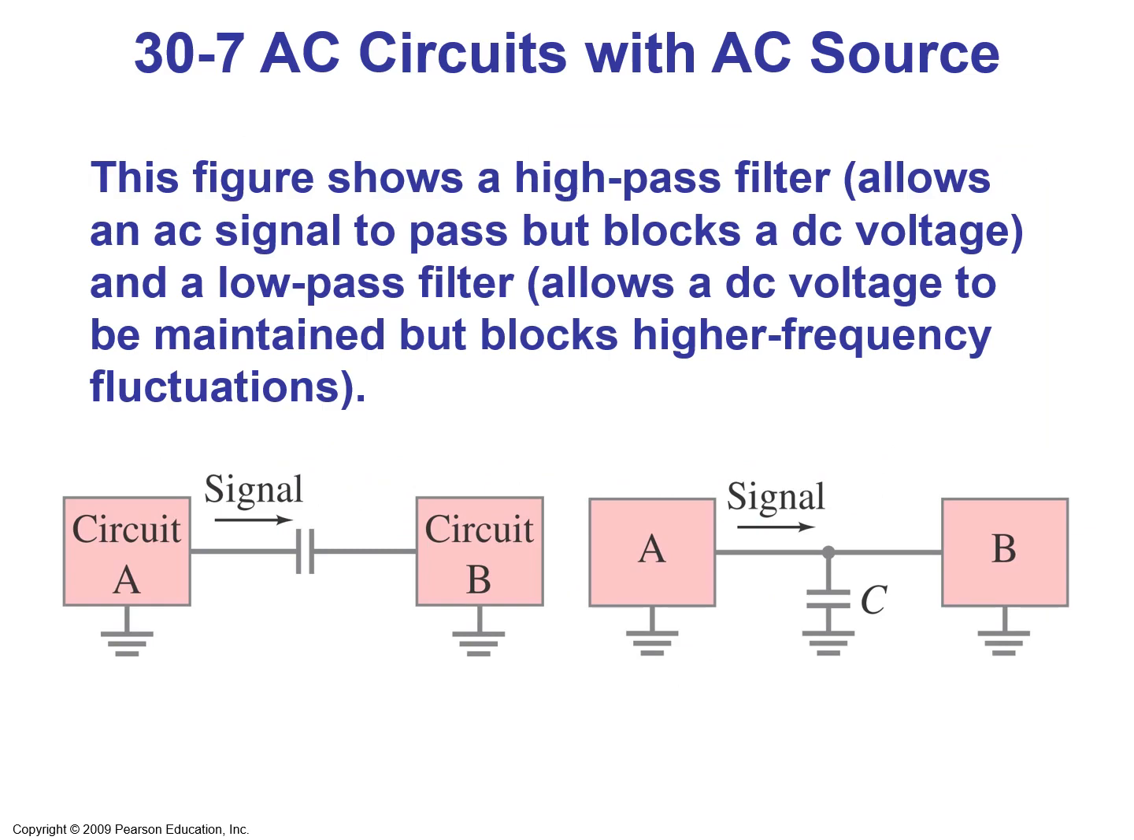The figure here shows a high-pass filter which allows an AC signal to pass but blocks the DC voltage, and also a low-pass filter which allows the DC voltage to be maintained but blocks the high-frequency fluctuations. So here on the left we have a high-pass filter which blocks the DC voltage and allows the high-frequency signal to pass from circuit A to circuit B. We have a low-pass filter which blocks the AC signal but lets the DC voltage pass through the circuit.